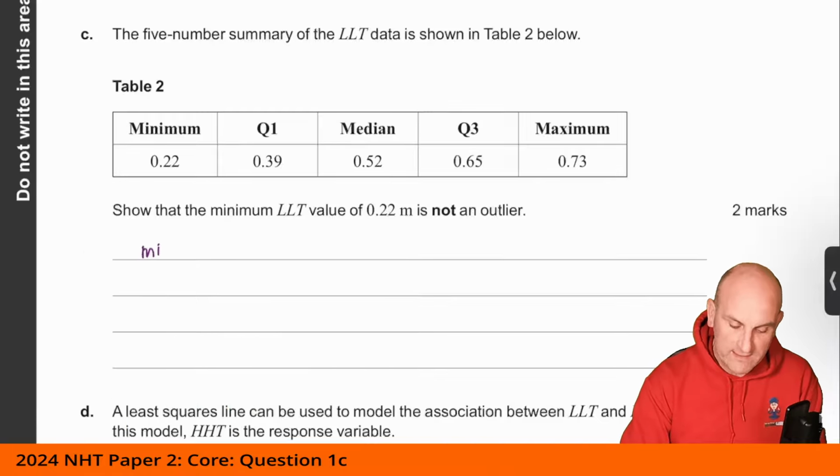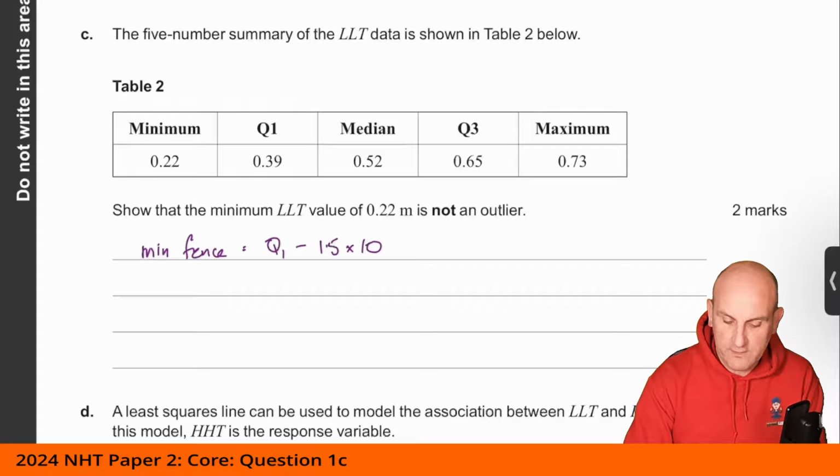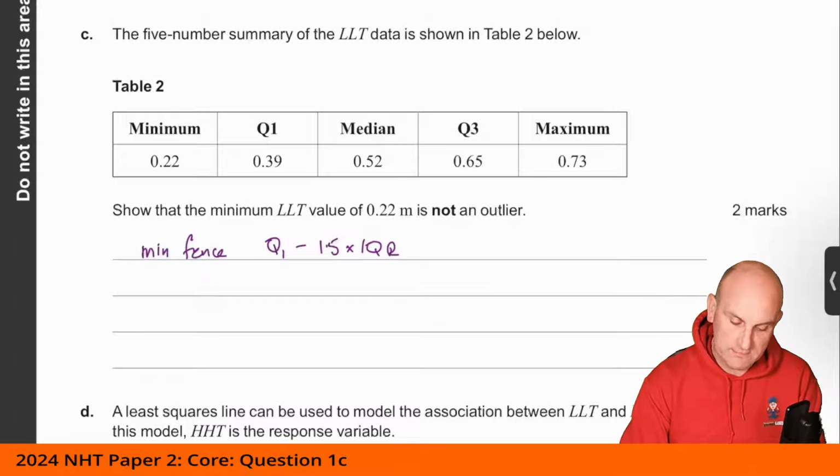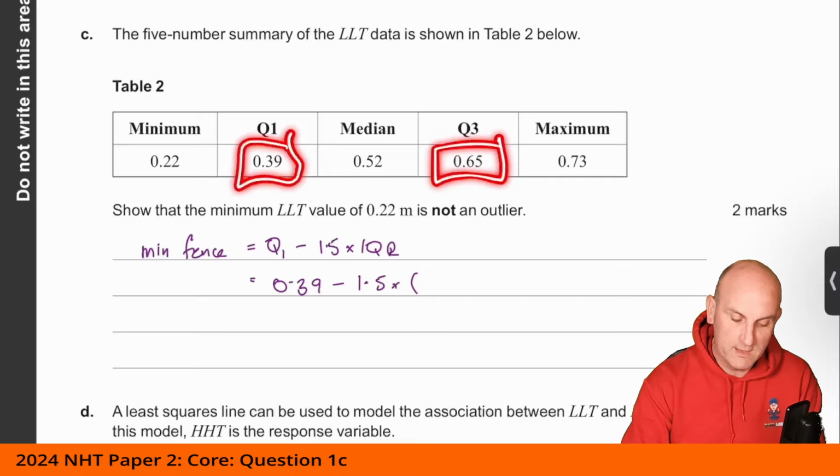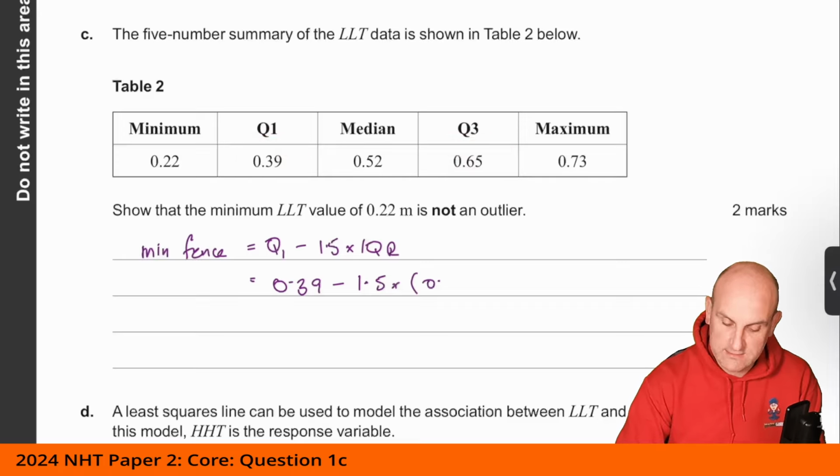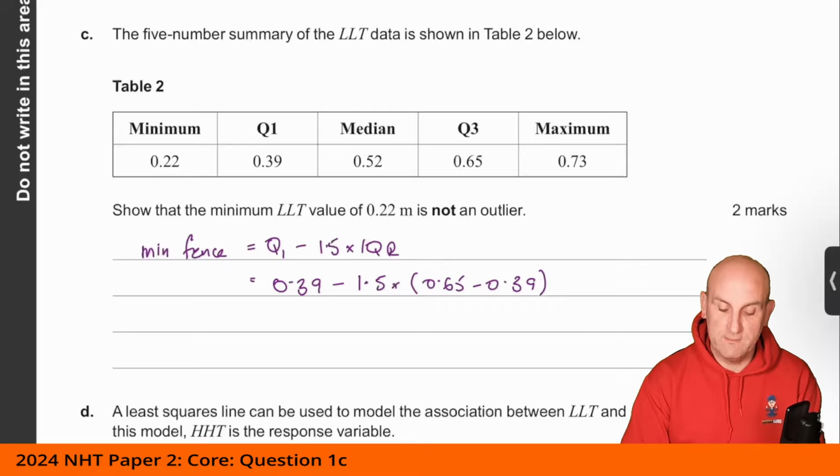So my minimum fence, if you remember, is given by Q1 minus 1.5 times my IQR. So this is my working out. So there's my, what I'm going to say, oops, I can't make that equals. So I now know that my Q1 is 0.39 minus 1.5 times my IQR. And if you remember, your IQR is Q3 minus Q1. And again, I'm going to write this in as 0.65 minus 0.39. So that's my minimum fence.